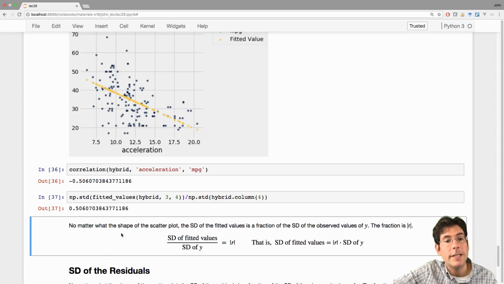So here's really the relationship. No matter what the shape of the scatter plot, the standard deviation of the fitted values is a fraction of the standard deviation of the observed values, and that fraction is the absolute value of the correlation coefficient. Why absolute value? Because really it's the square root of r squared.